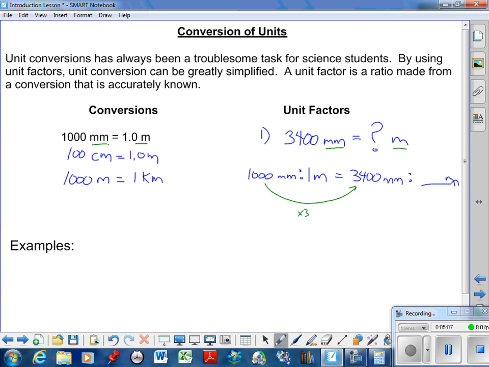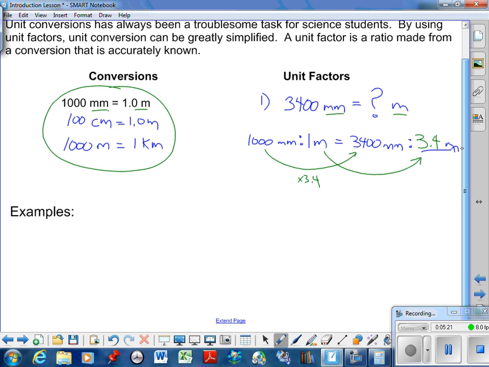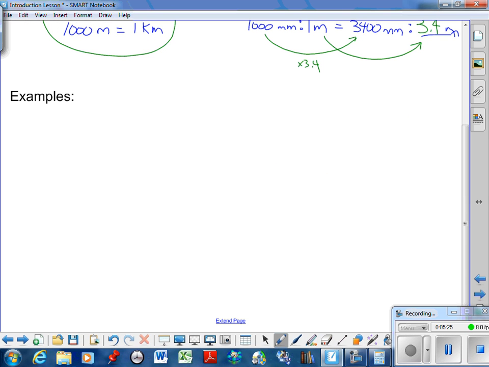Well, I would multiply by 3.4, which means my final answer would be 3.4 meters. So you need to take these known conversions, and you're going to find them in the textbook, and I'll show you where they are so you can find them. One of the main conversions you're going to have to go with is kilometers per hour to meters per second. We always work in physics in SI.